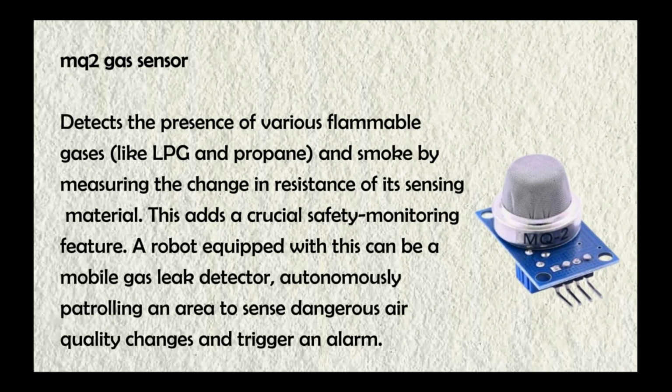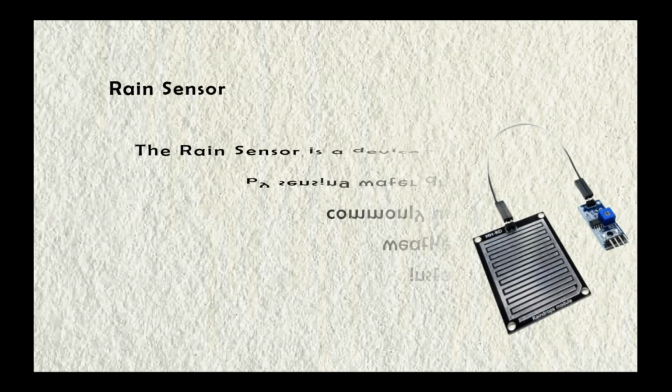We would also like to try the MQ2 gas sensor. It detects the presence of various flammable gases like LPG, propane, etc., and smoke by measuring the change in resistance of its sensing material. This adds a crucial safety monitoring feature. A robot equipped with this can be a mobile gas leak detector, autonomously patrolling an area to sense dangerous air quality changes and trigger an alarm.